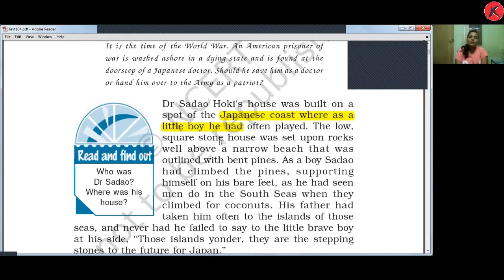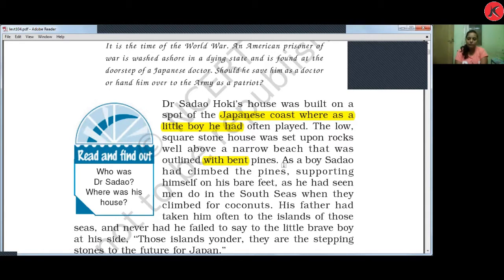The low square stone house was set upon rocks well above a narrow beach that was outlined with bent pines. So that house is made out of stone and rocks, and there was a narrow beach near that house, and there were many bent pine trees. When he was very small, he climbed those pines barefoot.